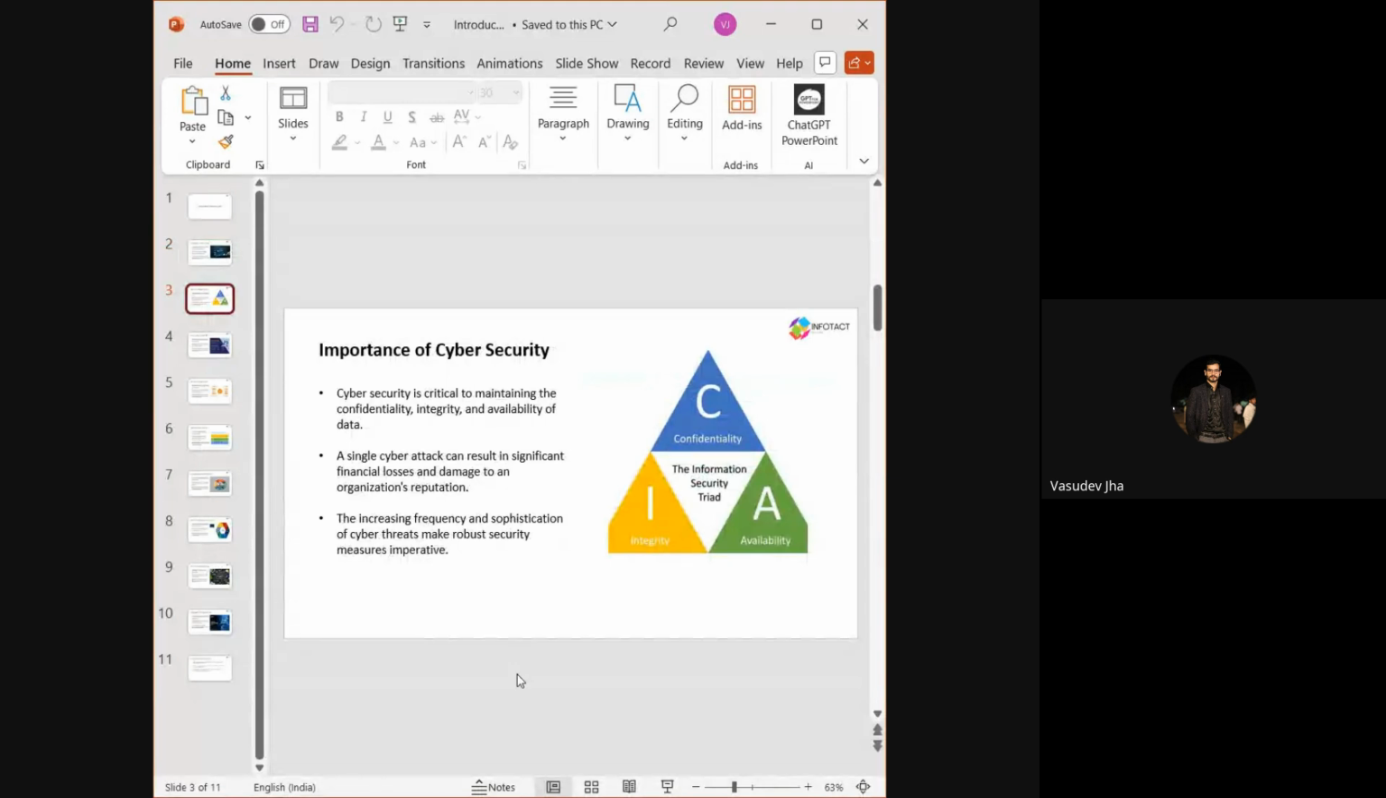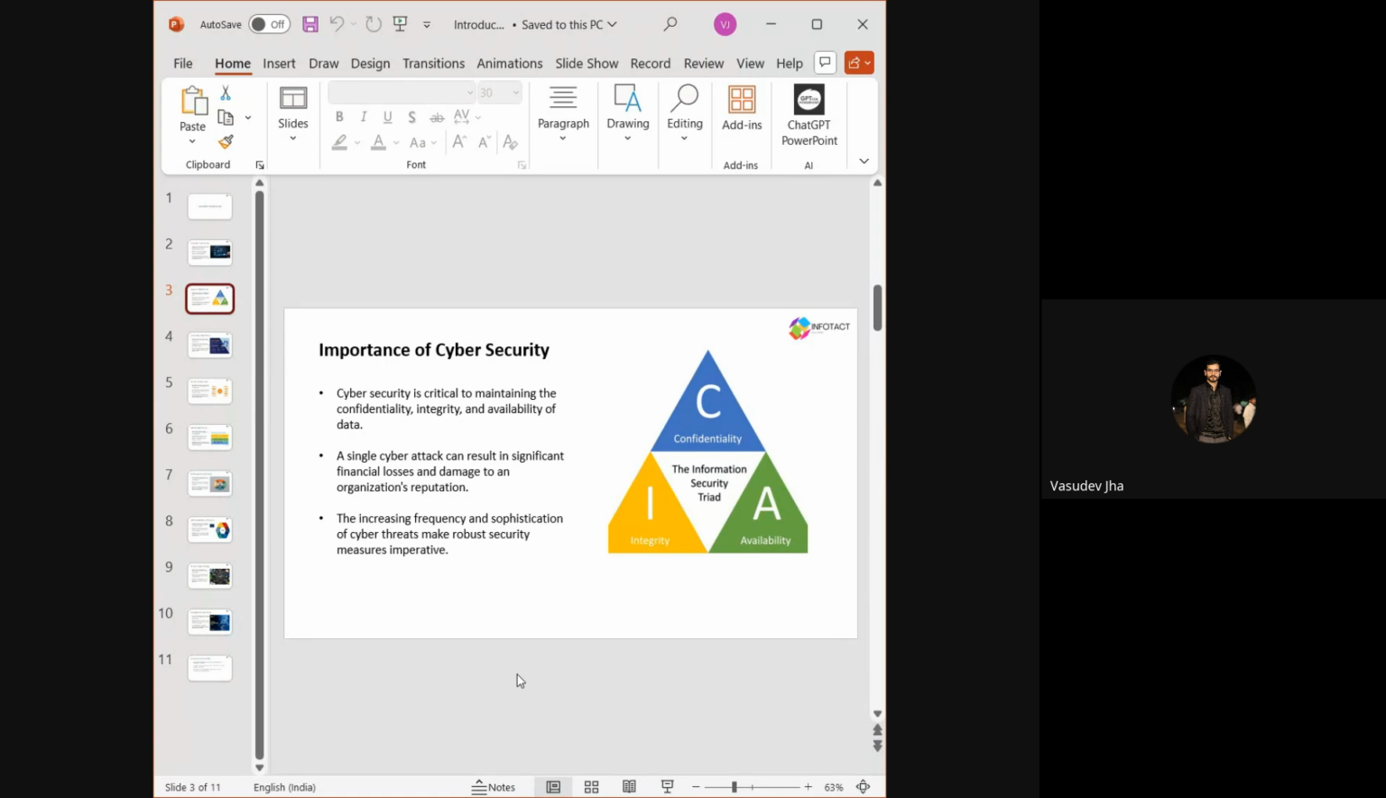Now we need to understand the CIA triad. Basically, in cybersecurity, we call them the three pillars of cybersecurity, or you can say the CIA triad is something like a backbone of cybersecurity. What is this? We have three things: confidentiality, integrity, and availability. In cybersecurity, we are basically securing these three. The methods may be different. We need to understand what these things are.